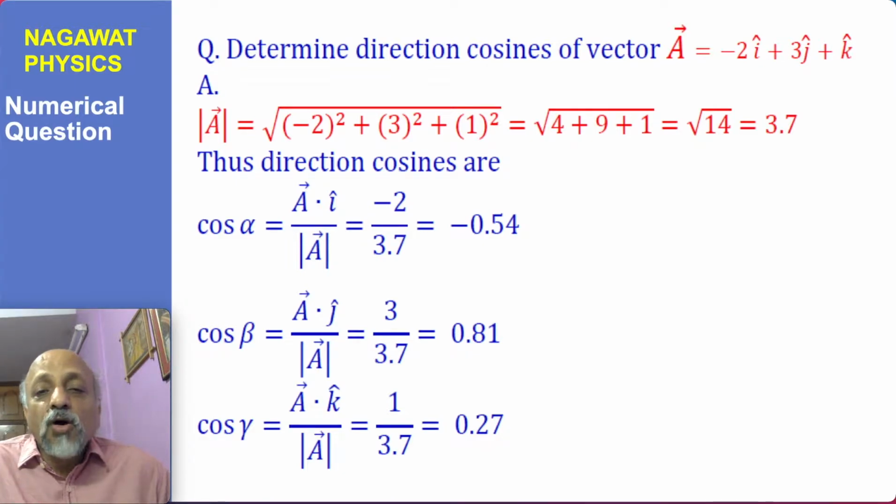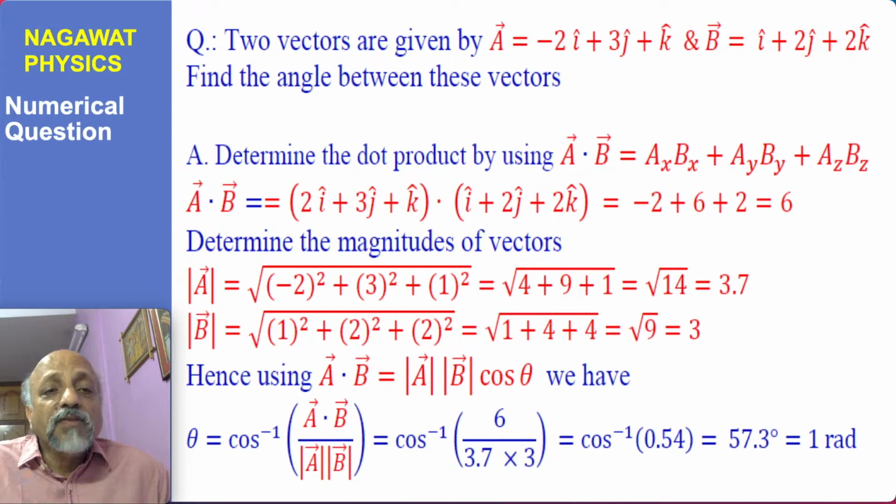So now you know very clearly that if you take the square of these 3 numbers and add, then definitely you will get 1. Cos square alpha plus cos square beta plus cos square gamma would definitely be equal to 1, which you can try. Now another example to understand the dot product.